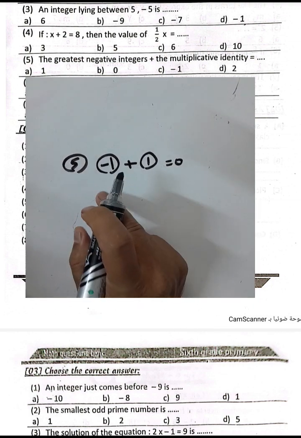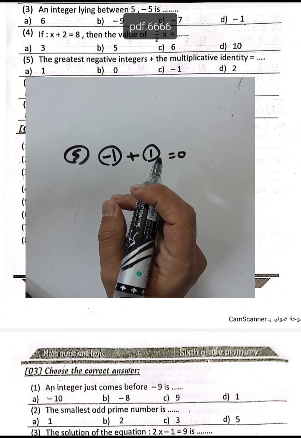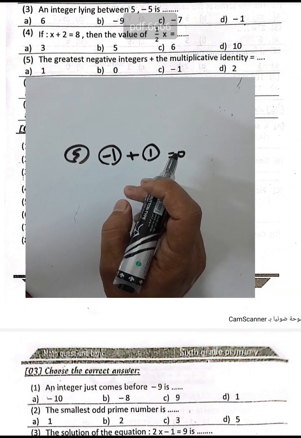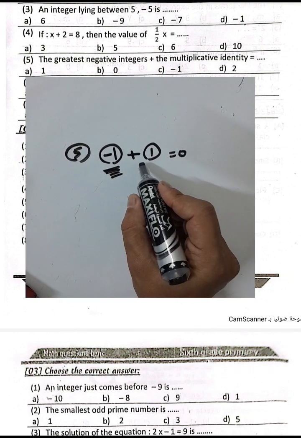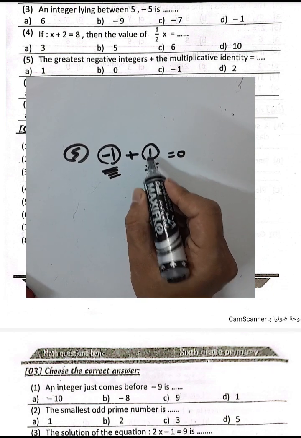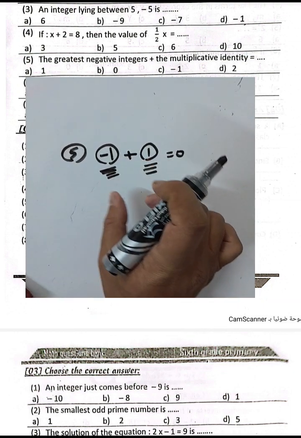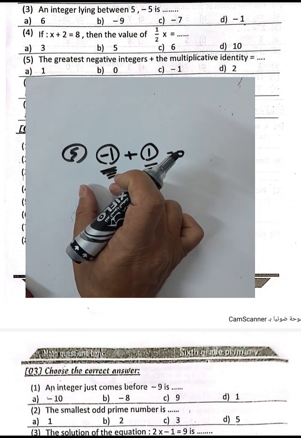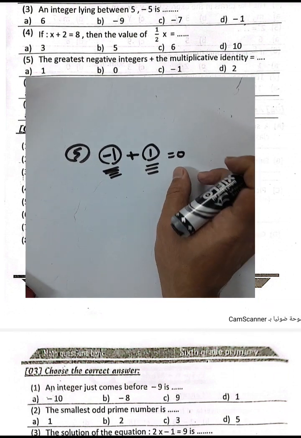Again, this example is very important. Pay attention with me again. The greatest negative integer is negative 1, plus the multiplicative identity 1. We call 1 the multiplicative identity. If we add the multiplicative identity to the greatest negative integer, the result will be 0. We call 0 here the additive identity. Then the result will be 0.